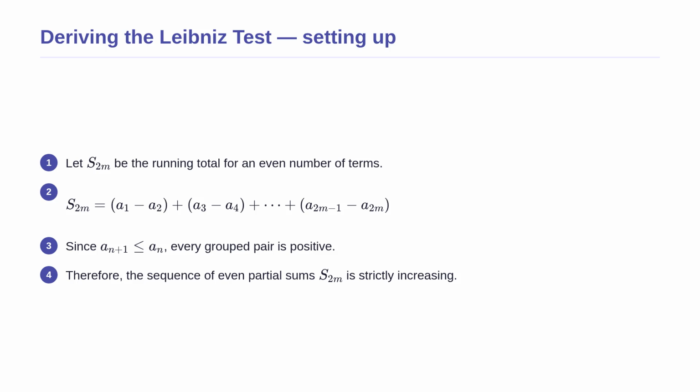We will look at the partial sums, which are simply the running totals as we add the series term by term. We start by looking at what happens when we add up an even number of terms, calling this S sub 2m. We group the terms into pairs. Because our first rule stated that the terms are always decreasing, the first number in every parenthesis is larger than the second number. Therefore, every single grouped pair results in a positive number. This proves that as we add more pairs, the running total for even terms is strictly increasing.